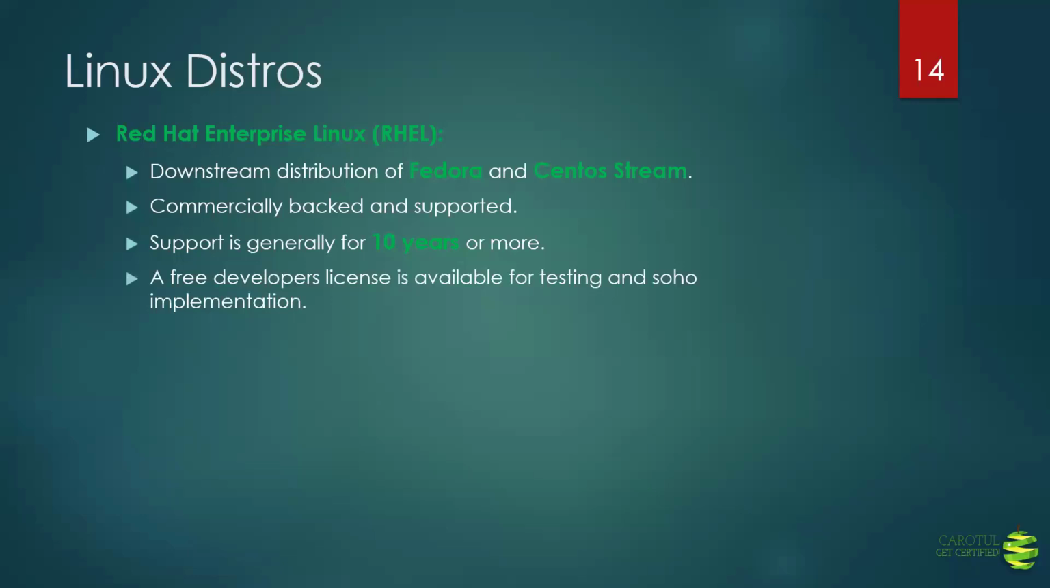A free developer license, as I mentioned, is available for testing and for small home office implementation, because you can have up to 16 RHEL servers running without paying anything and without using any commercial support. So this is what I was talking about in that PDF file, right? That you can install RHEL, but you just need to register it. Even if it is free, it has to be registered before you can start installing the packages.